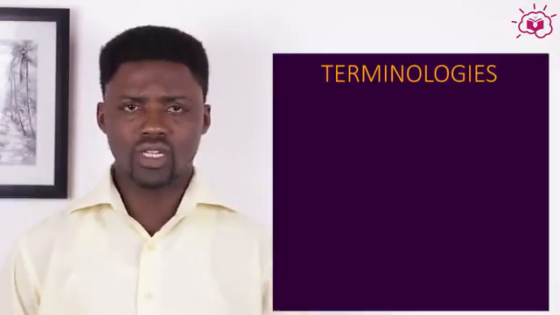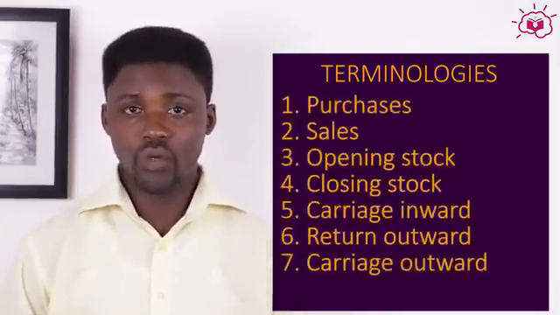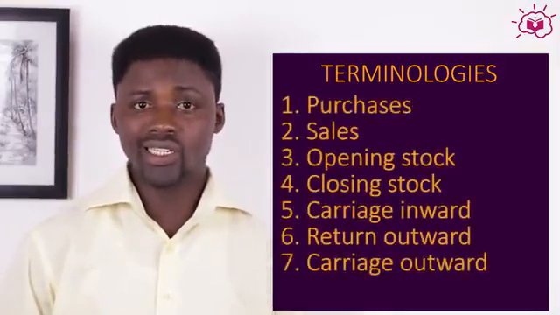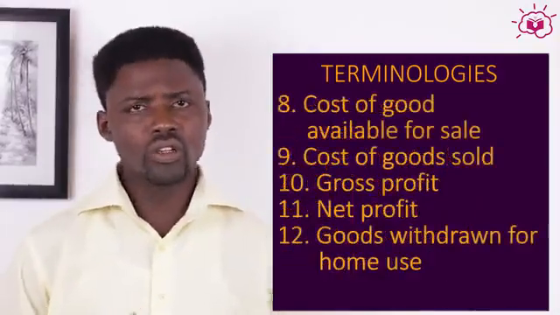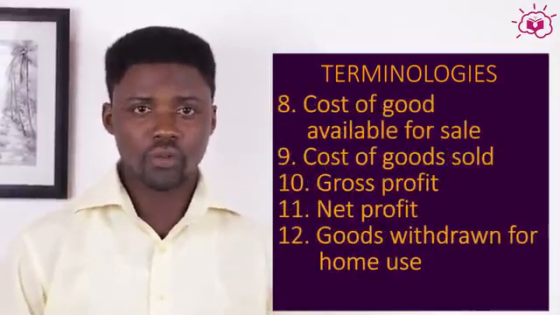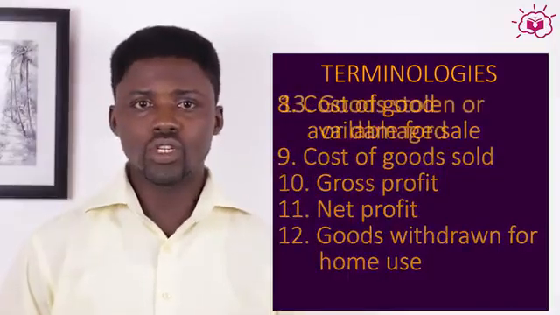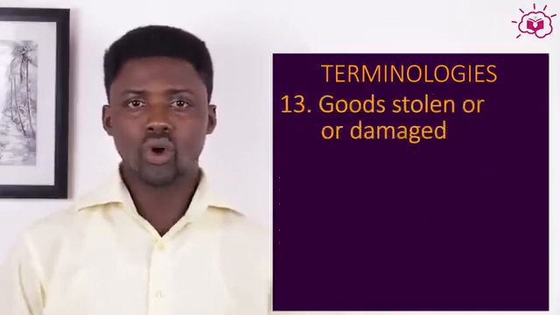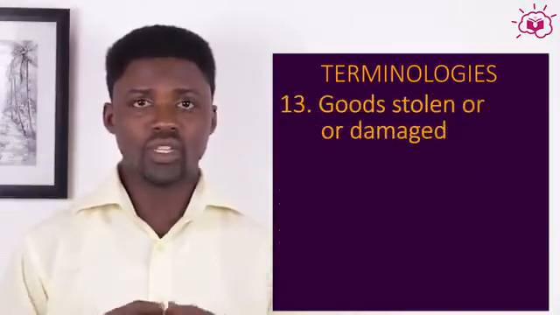Now, what are the terminologies to consider in preparing trading profit and loss account? Number one, purchases, sales, opening stock, closing stock, carriage inward, return outward, carriage outward, cost of goods available for sale, cost of goods sold, gross profit, net profit, goods withdrawn for own use, goods stolen or damaged. All these are the terminologies that we consider in preparing trading profit and loss account.